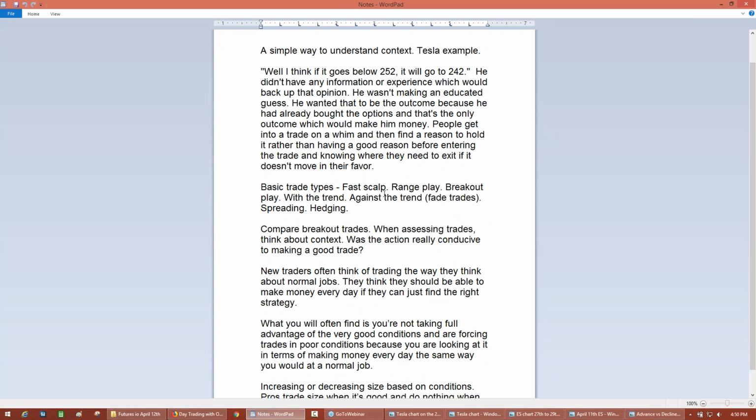So, getting to my notes. Whatever kind of trade it is, you should classify it: fast scout, range play, breakout play, or trend trade. And then you should look at the context of the situation and the day.